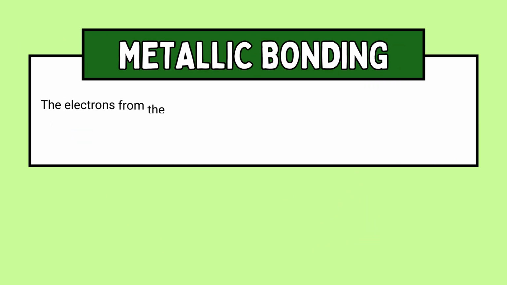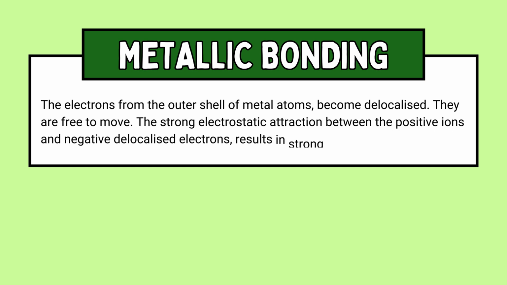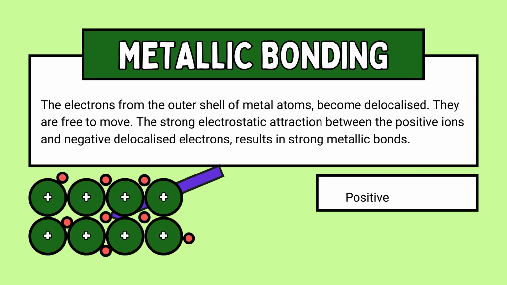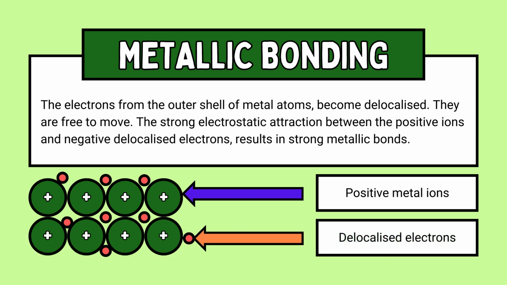Now we will study metallic bonding. The electrons from the outer shell of metal atoms become delocalized. They are free to move. The strong electrostatic attraction between the positive ions and negative delocalized electrons results in strong metallic bonding. The positive sign indicates the positive metal ions and the red balls revolving around the metal ions are delocalized electrons.